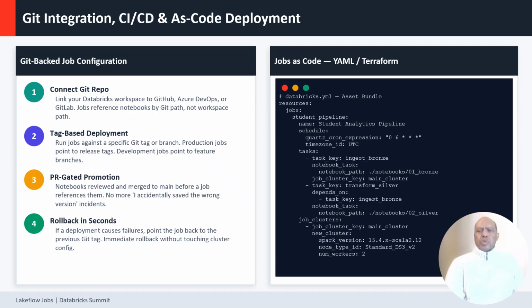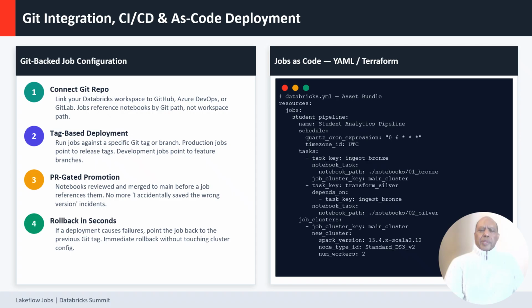So the job as code approach on the right takes this further. Using Databricks Asset Bundles, which replaces the older DBX tool, you define your entire job in a YAML file that lives in your Git repository. This means your job configuration is versioned, reviewable, and deployable through your CI/CD pipeline. You can promote the same job configuration from dev to staging to production with confidence.